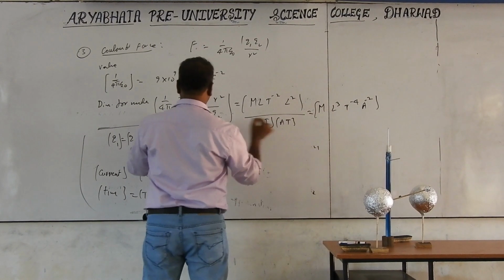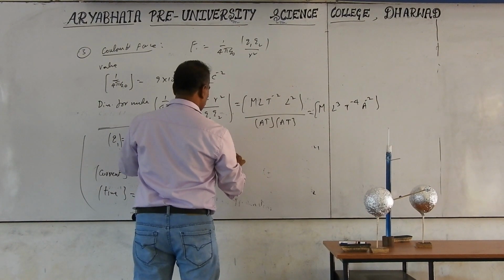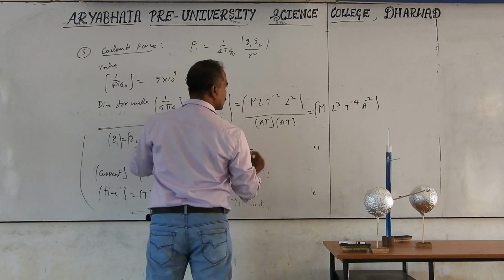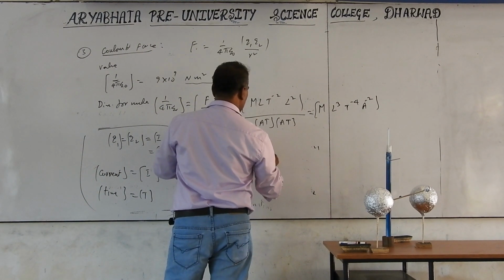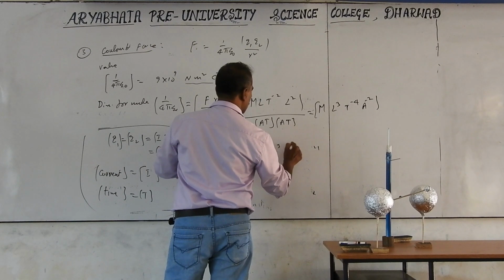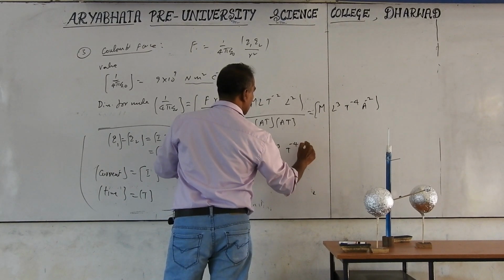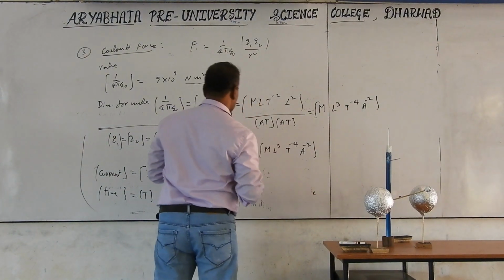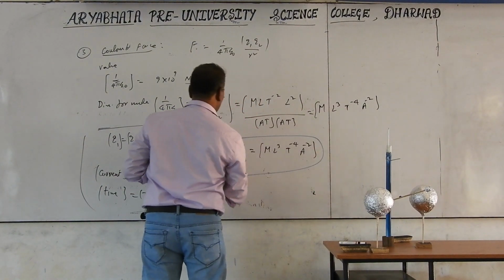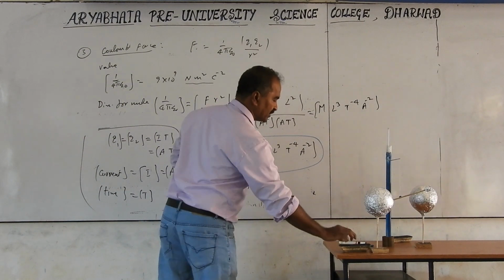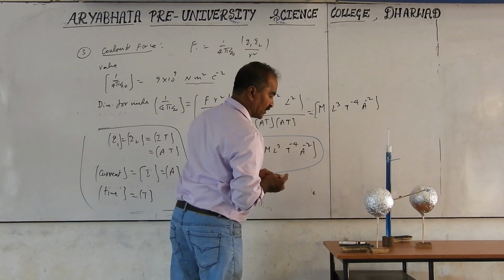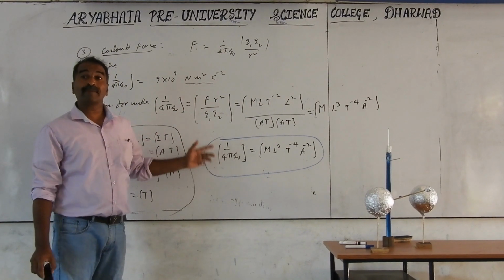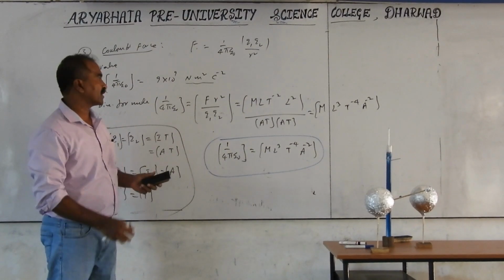Remember, I write it in a single line: the dimension of 1 by 4 pi epsilon naught is nothing but M L cube T to the power of minus 4 A to the power of minus 2. You need to remember this dimension formula. Generally it is not asked in theory, but it is important for computations. Units are important. They may ask units, and this one has not been asked so far, but they may ask. You must be able to write the dimension formula.